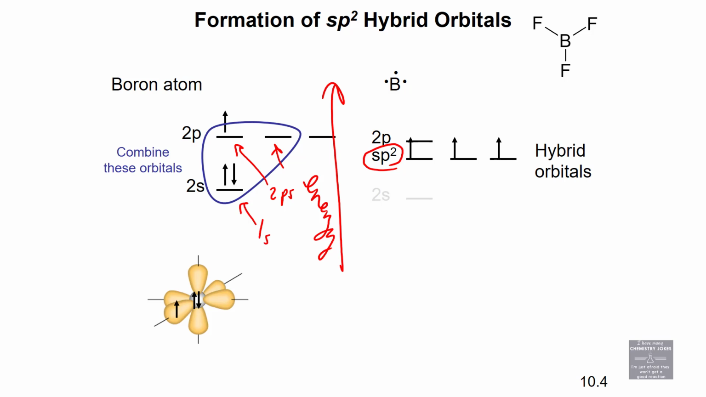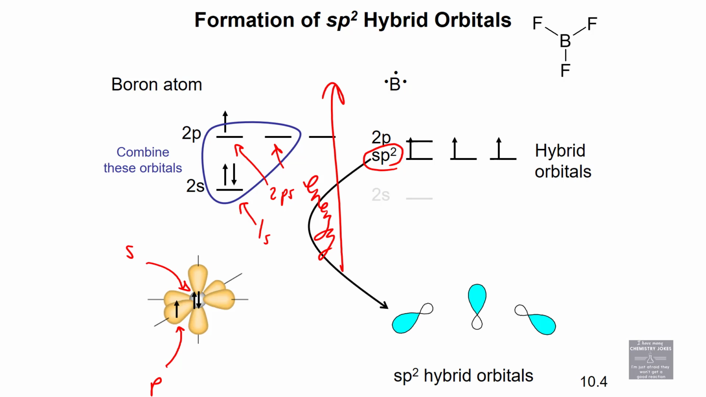We know an s orbital is a sphere. We know a p orbital is a dumbbell. And sp2 has characteristics of both a sphere and a dumbbell. What? Yeah. It's kind of dumbbell shaped, but it has a small side, a small lobe, and it has a larger lobe.